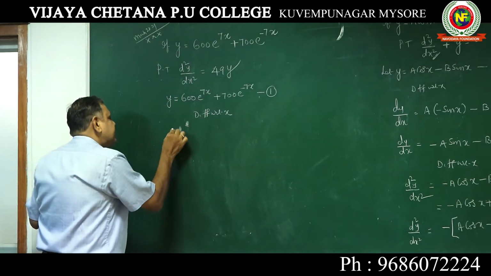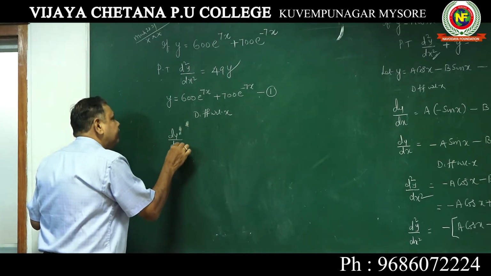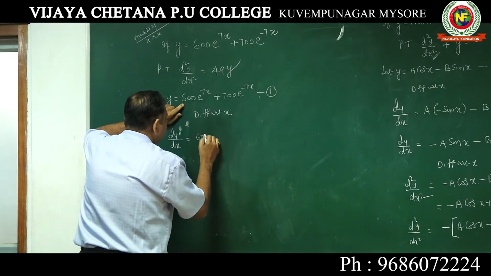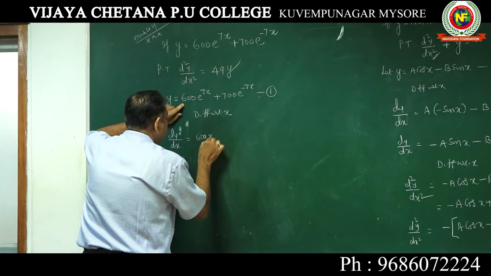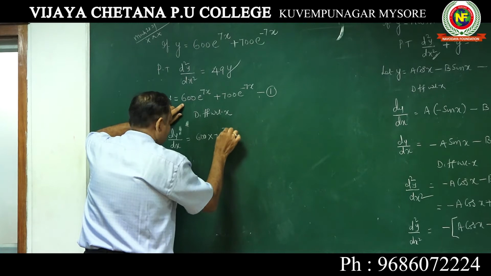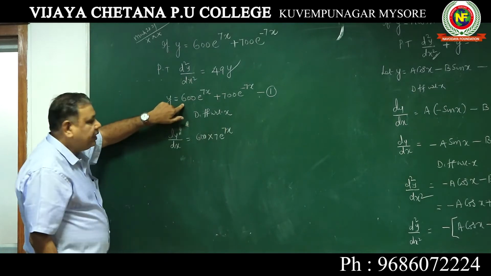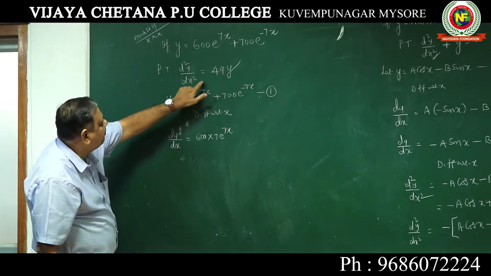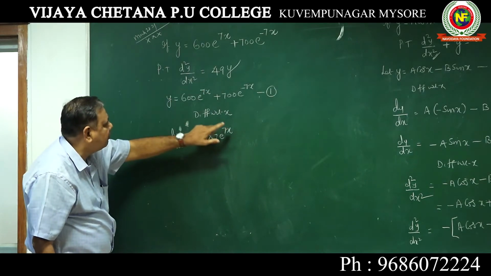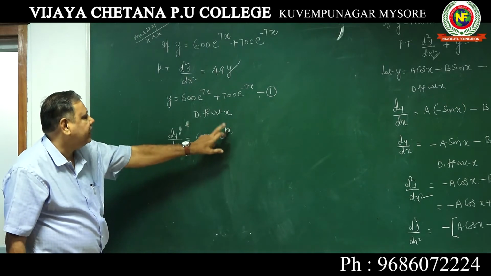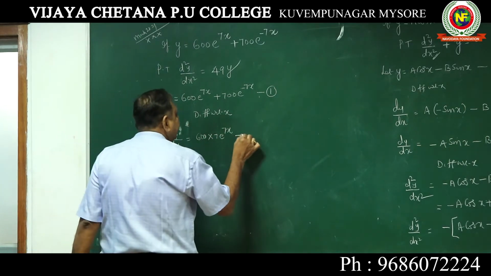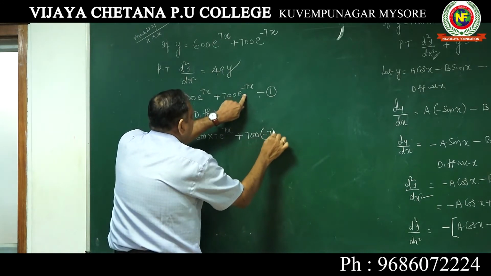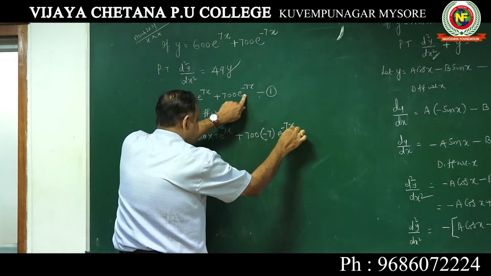Differentiate with respect to x: dy by dx on the left side. Very, very important, 600 is a constant. Write 600 as it is, into 7 e to the power of 7x. See here, again follow very carefully: 600 constant into e to the power of 7x, the derivative is 7 e to the power of 7x. Similarly, plus 700, here you should write minus 7 e to the power of minus 7x.